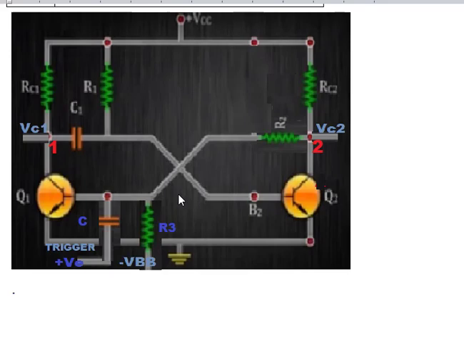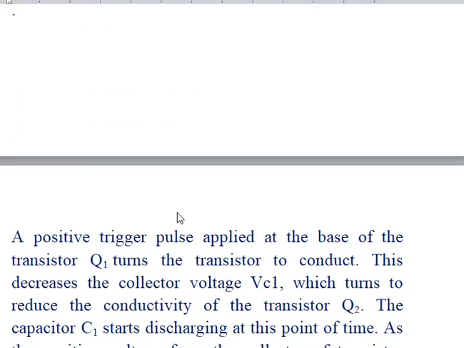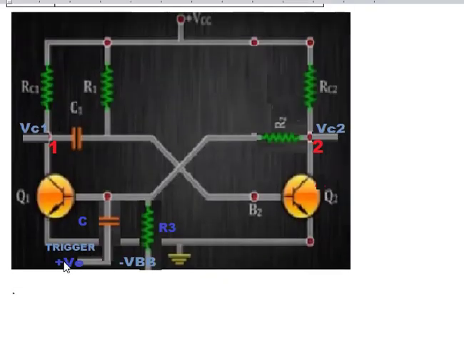Okay. Now, a positive trigger pulse is applied to the base of transistor Q1. It turns the transistor to conduct. See here, a positive trigger voltage is applied to the base of Q1. When we apply a positive voltage, the transistor base is forward biased. As it is forward biased, transistor Q1 starts to conduct. When it conducts, the whole voltage drops here.